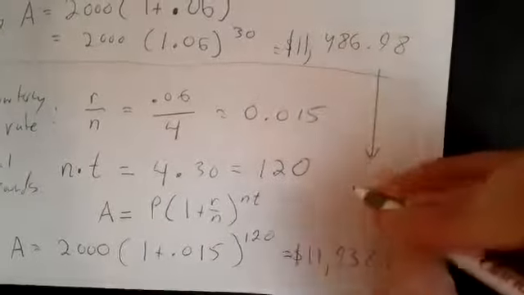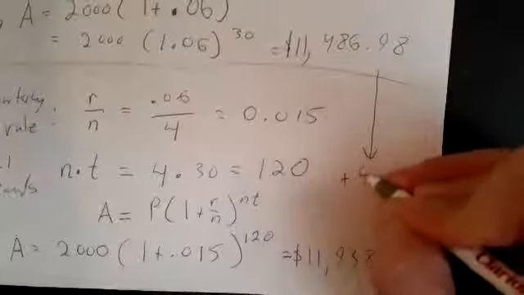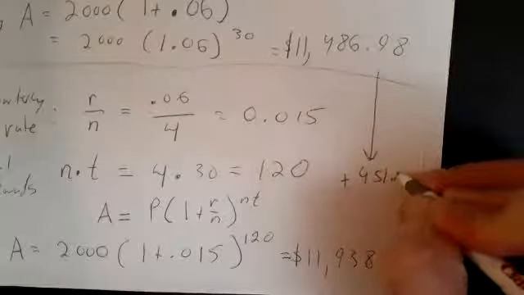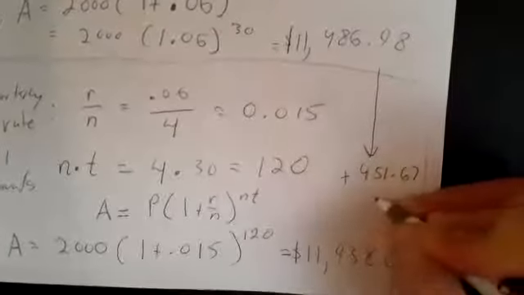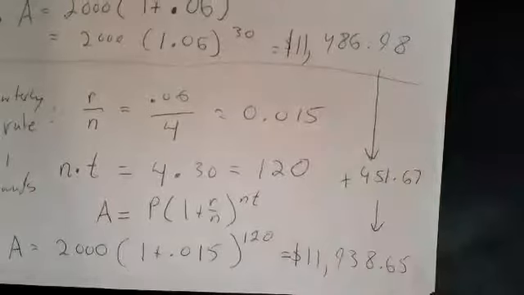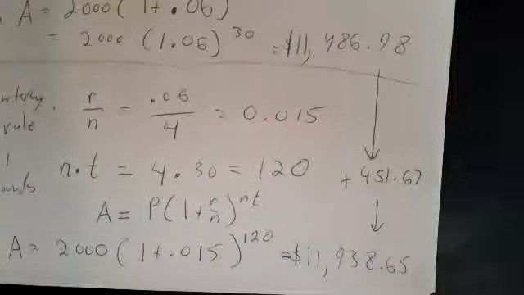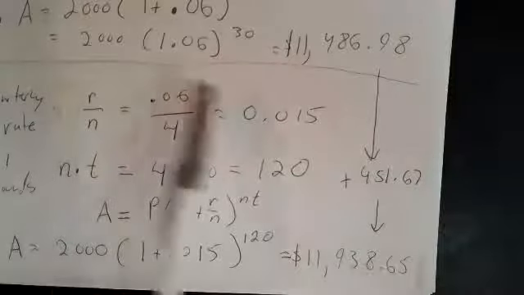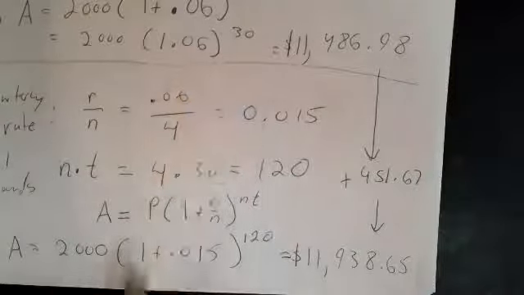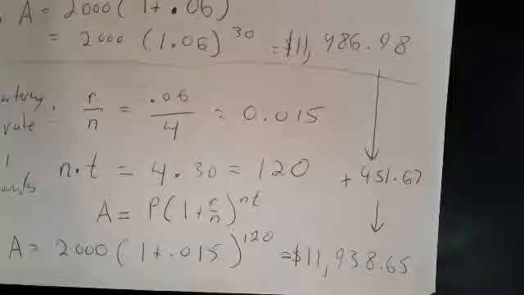And let's just reemphasize. I believe this is going up by 451.67 is what I have in my notes. And so it went up by about $451, which isn't bad, but you're also thinking this is only 6% and it's over 30 years, so that's not a whole lot of money for 30 years, but it is only 6% annually.